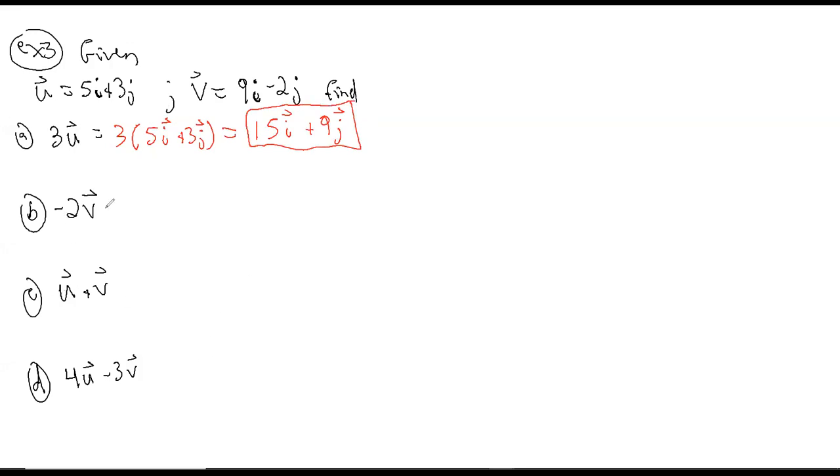For problem b, that's negative 2 times v. Well, we have a negative 2 times the vector v. So this time, we don't care what u is, just the v. So that's negative 2 times 9i minus 2j. Once again, distribute. The negative 2 times the 9 is negative 18i. Then the negative 2 times the negative 2 makes a positive 4j.